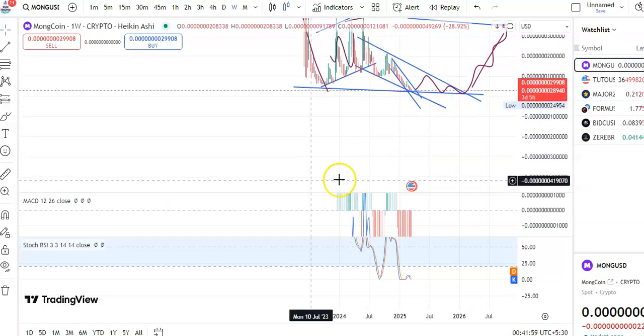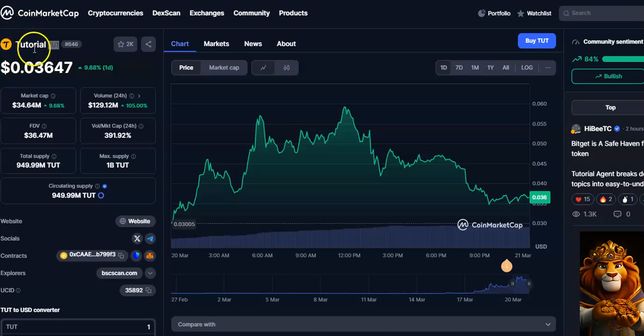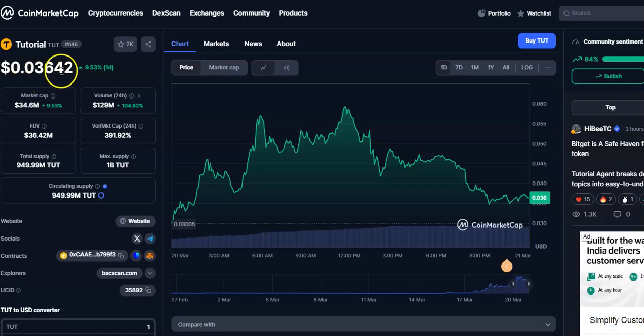So now we'll talk about another cryptocurrency, that is Tutorial Coin or TUT coin, and you can see the current price is $0.03642. It is up by 9%. Market cap is $34.6 million and the volume in 24 hours is $129 million and is up by 104%. So you can see that volume has increased in 24 hours.